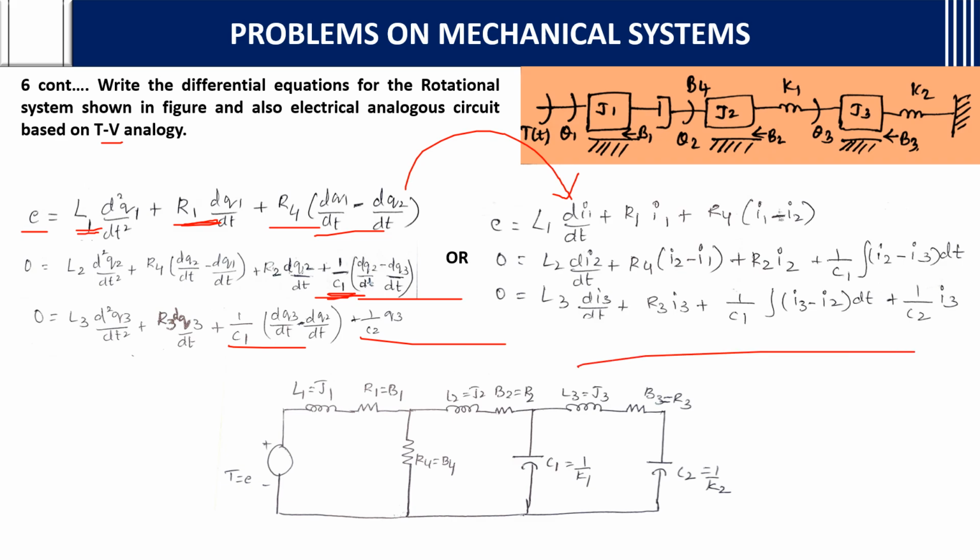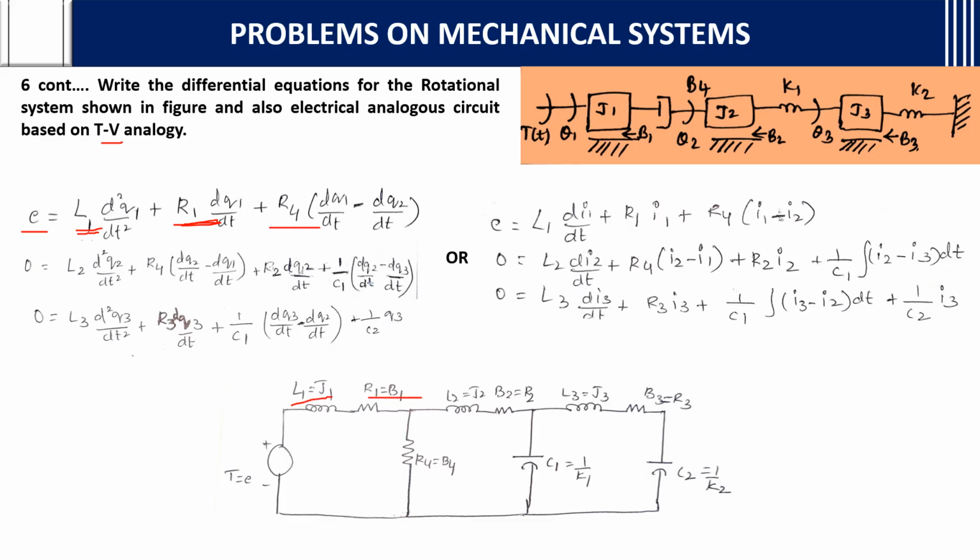We can convert them. For the circuit, how will we draw? The same rules we followed previously. As we know, voltage will be in series with the resistances, inductor or capacitor. Here L1 is J1. Okay, torque with L1 J1. But B4 is in between J1 and J2, so R4 will be in between. Again you have L2 J2 and B2 R2. Again the K1 is in between J2 and J3, so C1 will be in between.